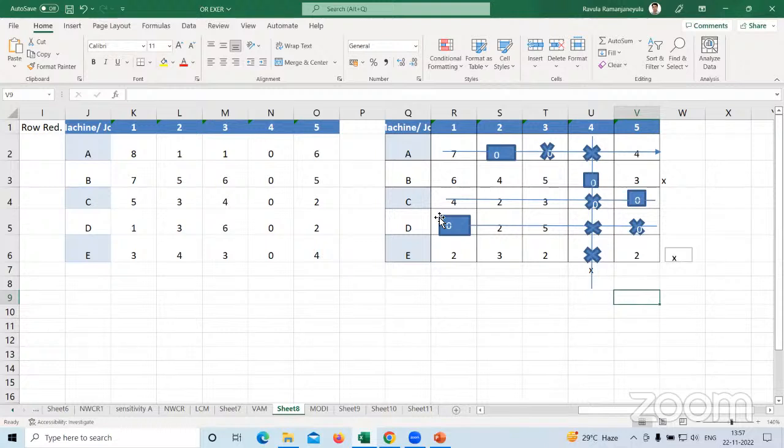Then the next procedure I told you: wherever unmarked lines are there, you find out the least value, that is 2. Subtract it from the unmarked line cells and add it to the intersecting line position, the least value, whatever we are subtracting. So 2 is subtracted from this, and add it to the intersecting point here. Means we have to add the 2 only, the least value whatever we subtract. We'll be getting a new matrix.